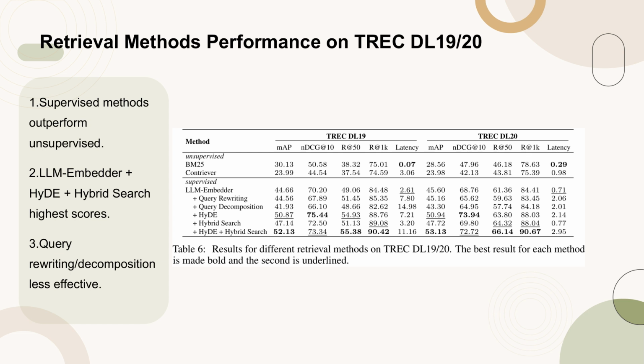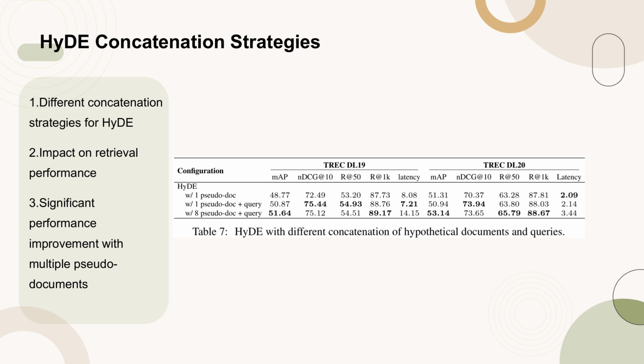Table 7 examines the effects of various concatenation strategies for hypothetical documents and queries using the HYDE method. The table highlights that combining multiple pseudo-documents with the original query can notably enhance retrieval performance. This approach is crucial for optimizing the retrieval process, especially in scenarios where original queries lack sufficient semantic information.